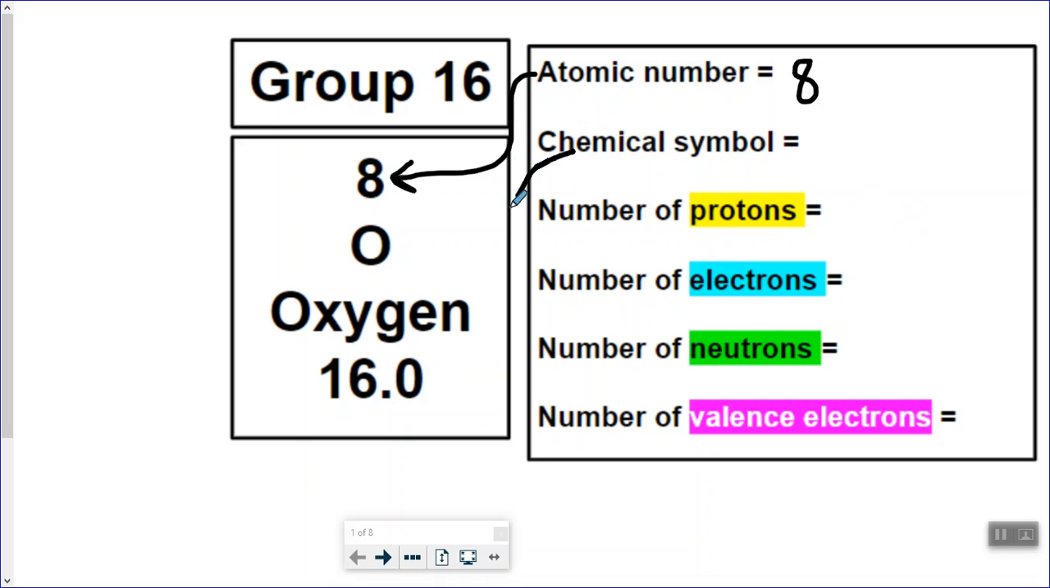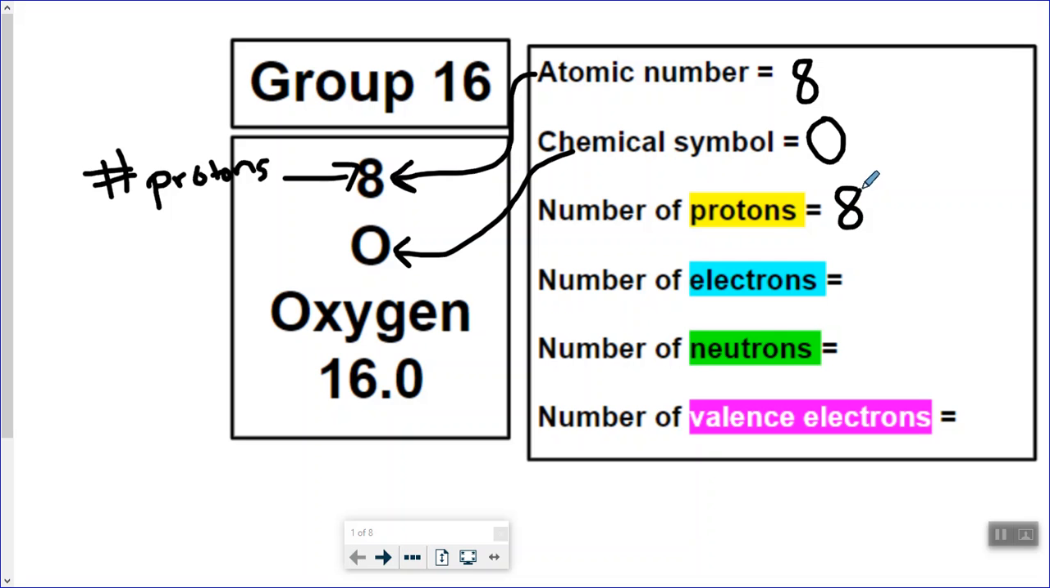Chemical symbol. The chemical symbol is the letter. Remember, it's capital. So write a capital O, una O mayúscula. Then we have the number of protons. We use the atomic number to tell you how many protons there are. Okay? El número de protones es el número atómico, este número acá. So oxygen has 8 protons.